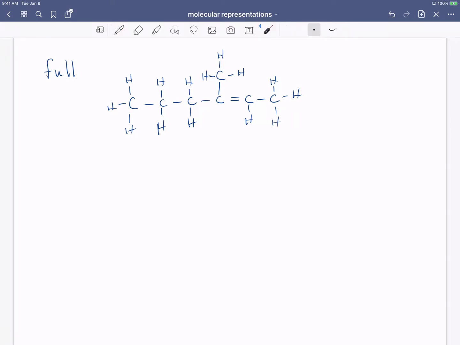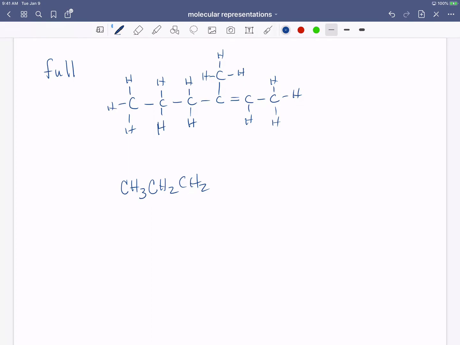To convert it to a condensed structural formula, I look at each carbon and I collect how many hydrogens it has. So this carbon's got 3 hydrogens around it, so I'm going to write that as CH3. The next one has 2 hydrogens, so I'll write that as CH2, CH2. I have a problem here. I have this extra branch. The branch I'm going to represent in my condensed structure using parentheses.